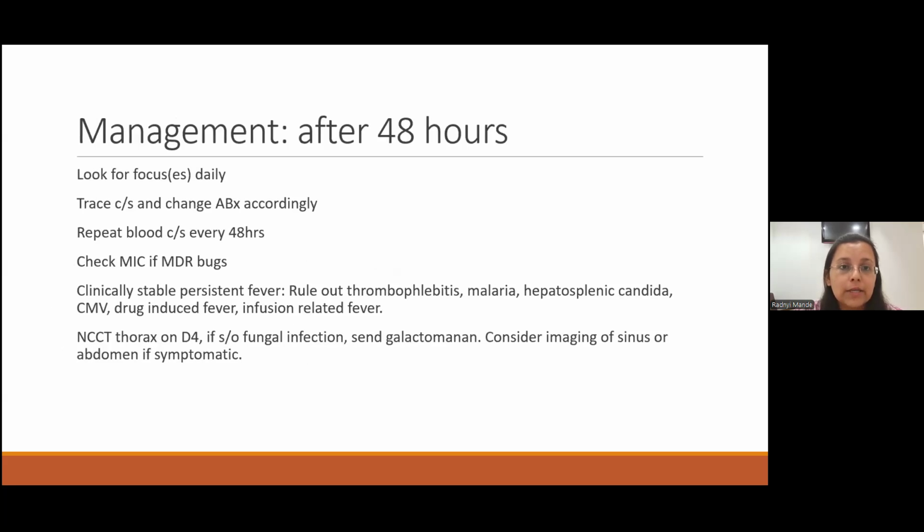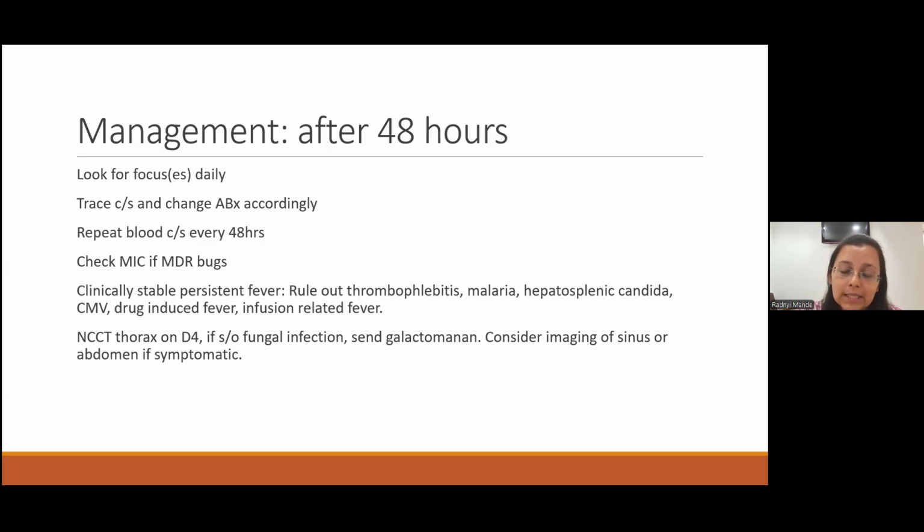So after 48 hours, again, we will reevaluate this child. We will check whether this child is having fever. And if the child continues to have persistent high-grade fever, we will look for any other focus of infection. We will trace the culture and check in case there is any MDR bug. Now, this child has grown a GNB, so we have to check the MIC, that is minimum inhibitory concentration, if there is an MDR bug. So based on that, we can modify antibiotics.